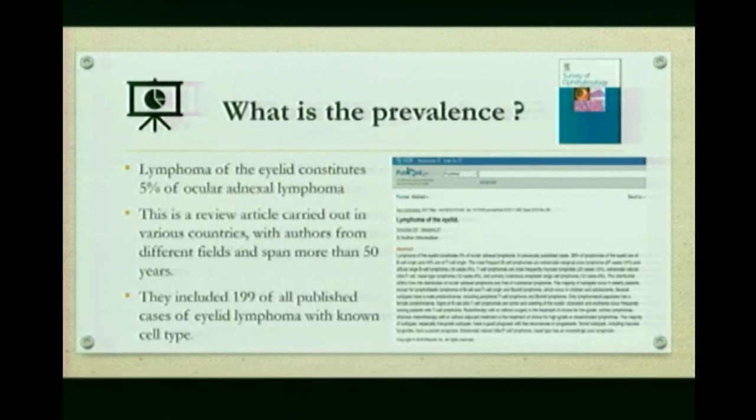Is it common? Is it rare? It has been reported that lymphoma of the eyelid constitutes only 5% of ocular adnexal lymphoma, which includes the lids, conjunctiva, orbit, and the lacrimal gland.